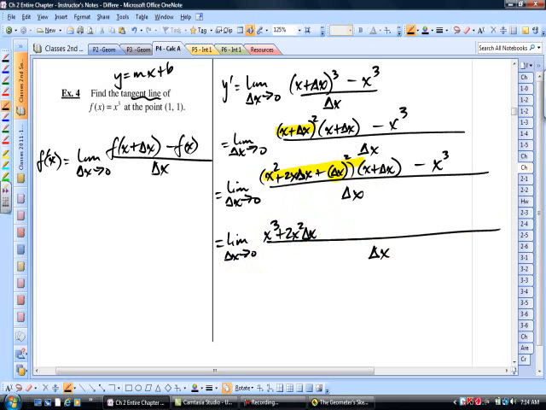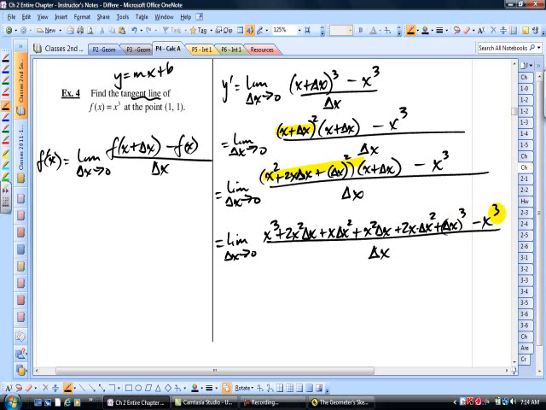And x times delta x squared gives me x delta x squared. Distributing through the delta x gives me x squared delta x. And then delta x times 2x delta x gives me 2x times delta x squared, and then delta x times delta x squared gives me delta x cubed. And then minus the function there.